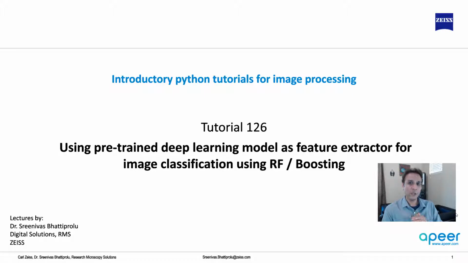In the last video, we looked at how we can take a pre-trained VGG16 architecture, pre-trained on ImageNet weights, and use that as a feature extractor to extract features from our input images and train a random forest or gradient boosting algorithm for segmentation purposes. And in this video, it's a very similar approach, but instead of semantic segmentation, we are going to design an image classification problem using gradient boosting.